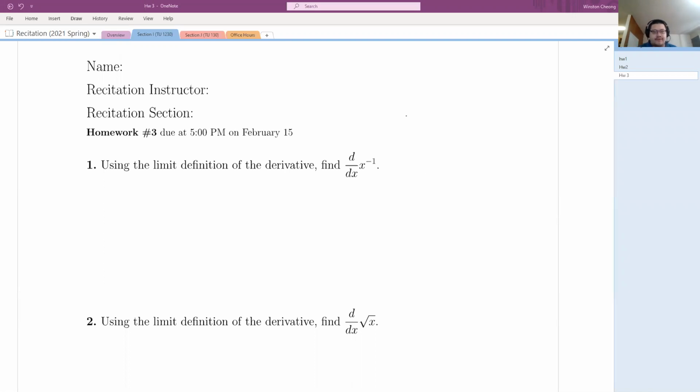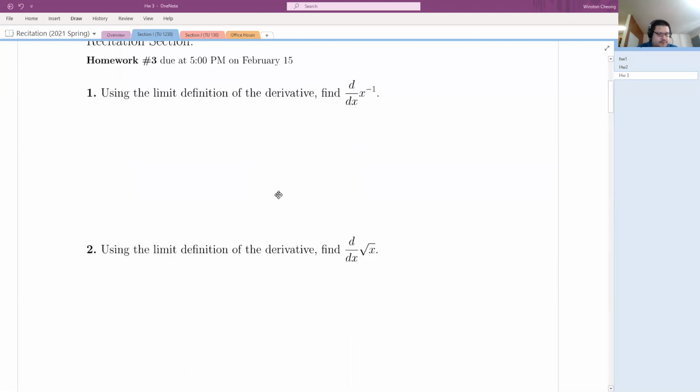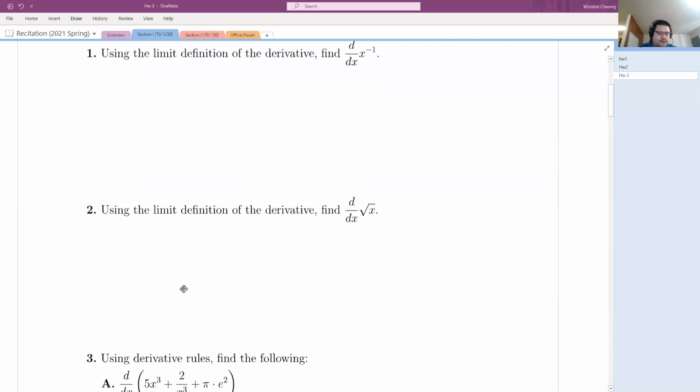So at this point, you've now been introduced to derivatives, and perhaps you also went ahead and watched some of the videos where you actually go through the derivative rules. The first two problems here involve calculating the derivative without the derivative rules, just using the limit definition. And there's at least one more problem where you use the limit definition.